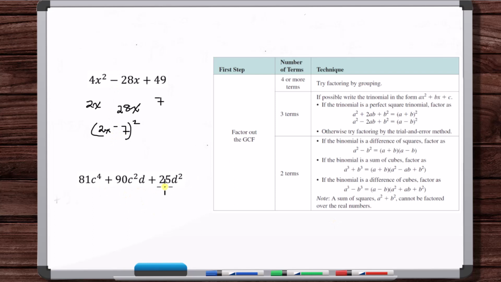Okay? Come here. This is 3 terms. The first thing you do is check, is this a perfect square trinomial? What is the square root of this?